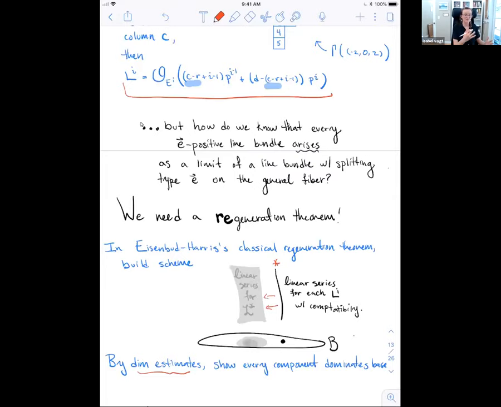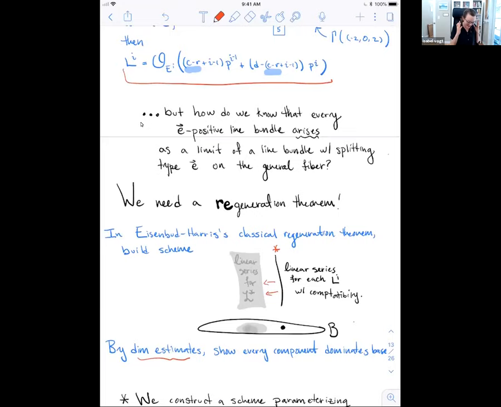But in our setting, the thing that made Eisenbud and Harris's regeneration theorem work was the fact that they had dimension estimates. And for us, these dimension estimates fail, precisely because W^E can have the wrong dimension. So out of the bag, you can't use the Eisenbud-Harris regeneration theorem.